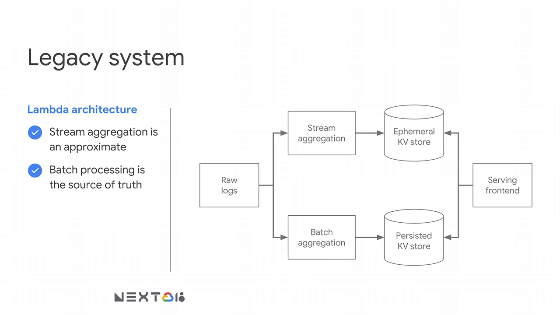There's another problem: while business logic between the two systems is shared, it is not identical. For example, the sampling of data is only implemented in the stream aggregation, which then makes it very difficult to validate the stream aggregations versus the batch aggregations. So there's some validation overhead there.